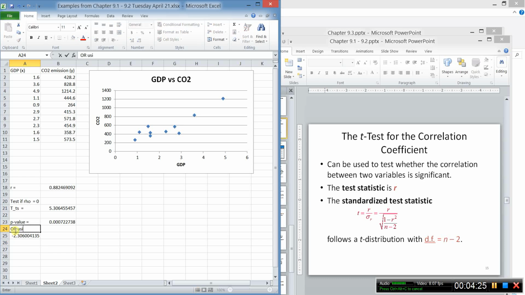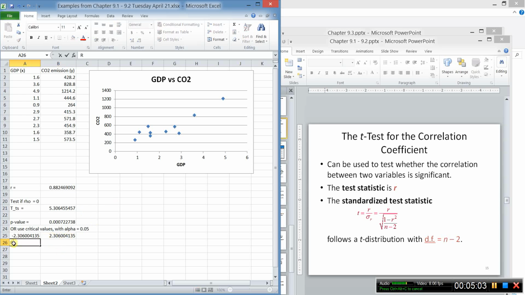So, let's use critical values with alpha equals 0.05. Since this one would be the lower bound, you could just do negative and then press enter. The upper bound would just be the opposite sign.